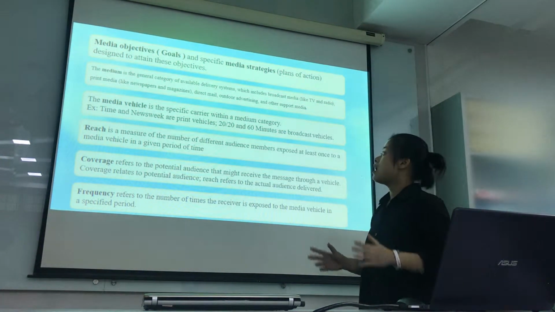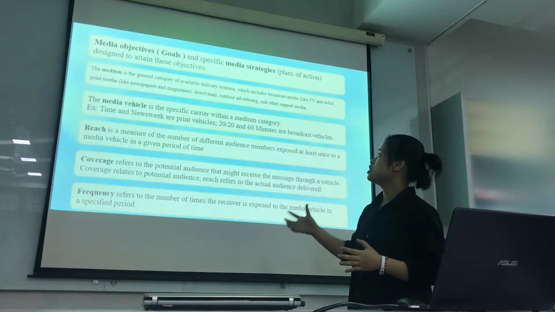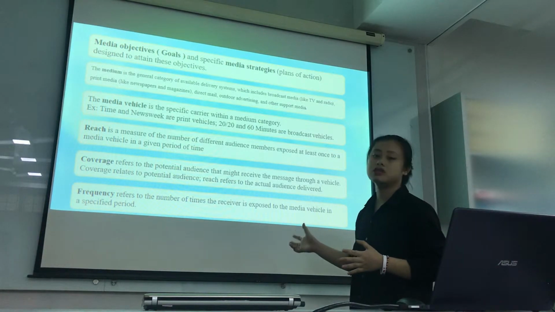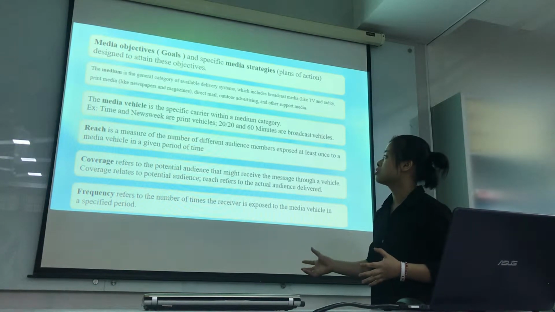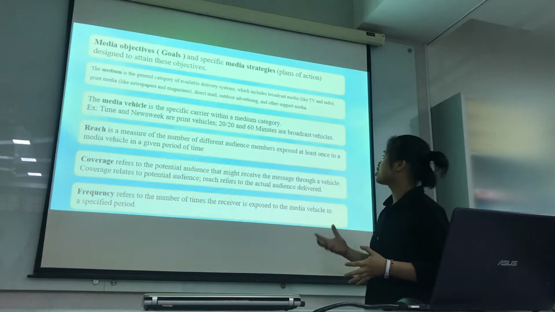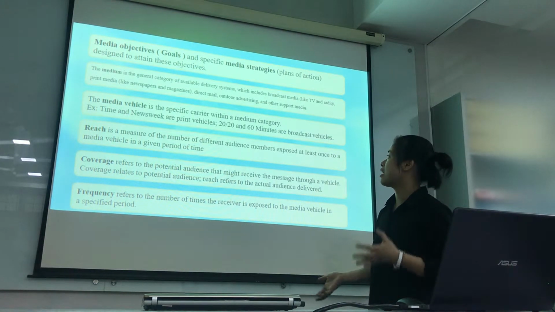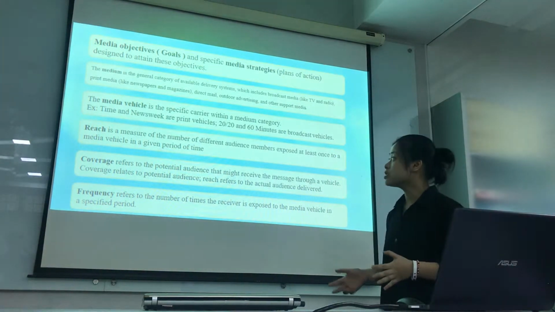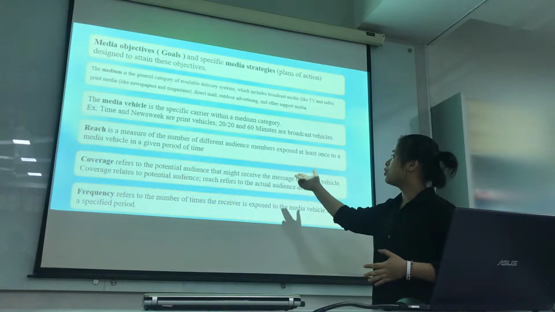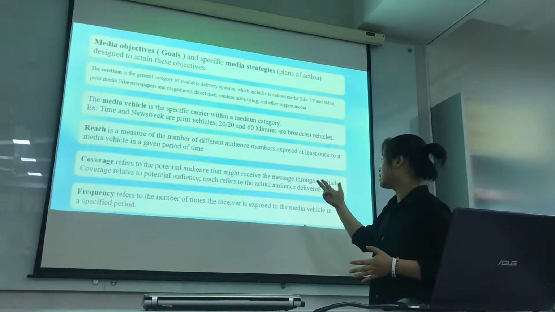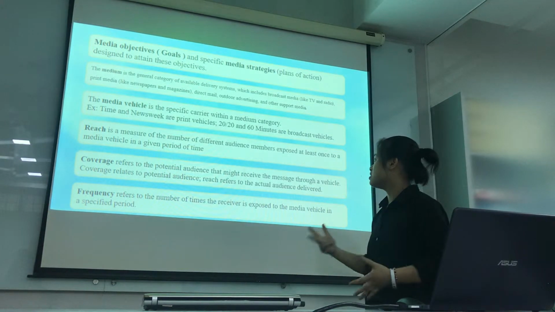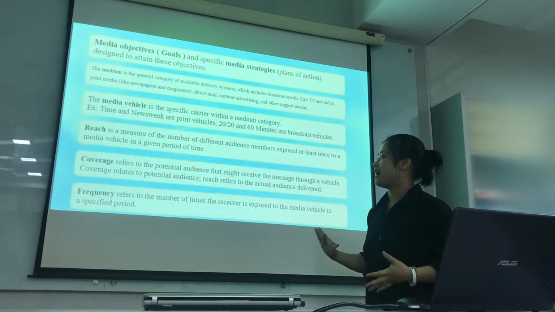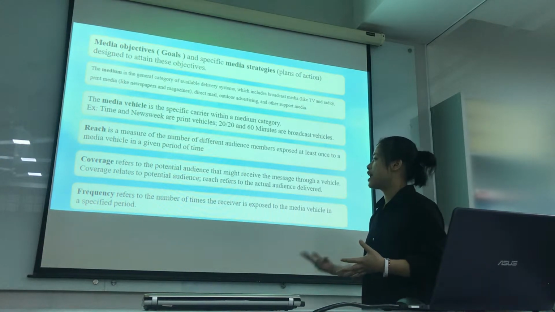Media objective is the goals that we want to achieve with specific media strategies, and each plan of action designed to attain these goals. Medium is about the available delivery system, for example, broadcast media, print media, or direct mail, and so on. Media vehicle is the specific carrier within a medium category, which you measure by how many audience members see your advertising at least once in a given period of time.